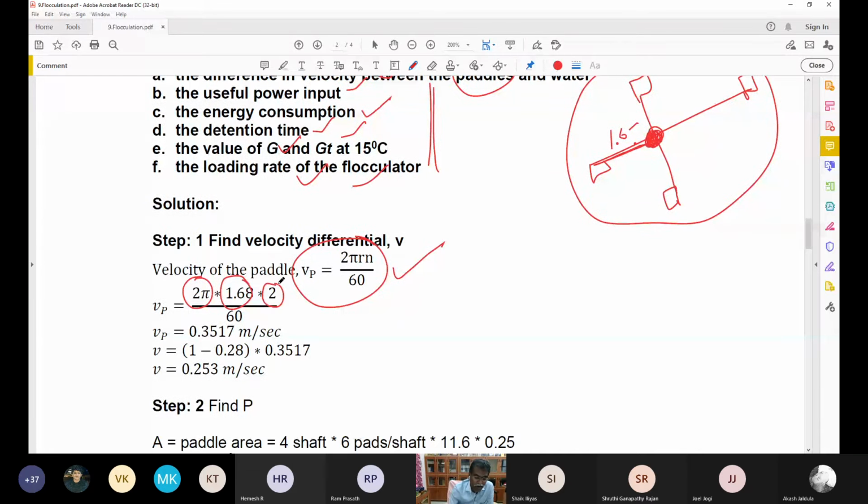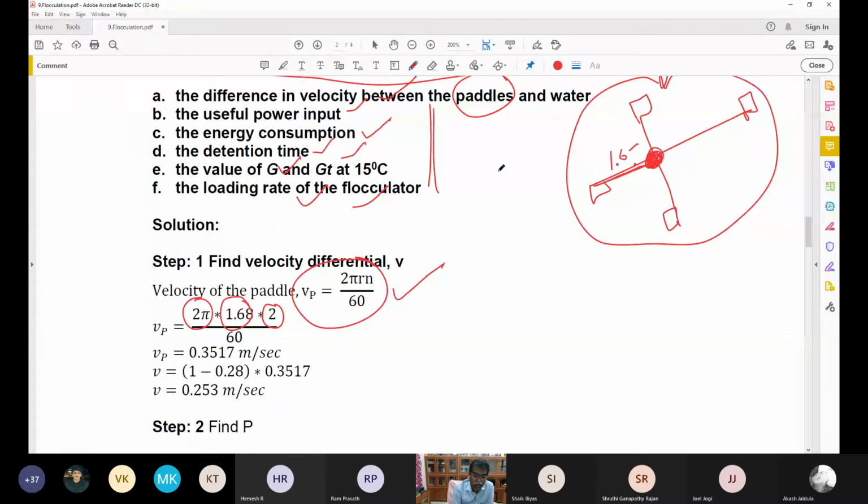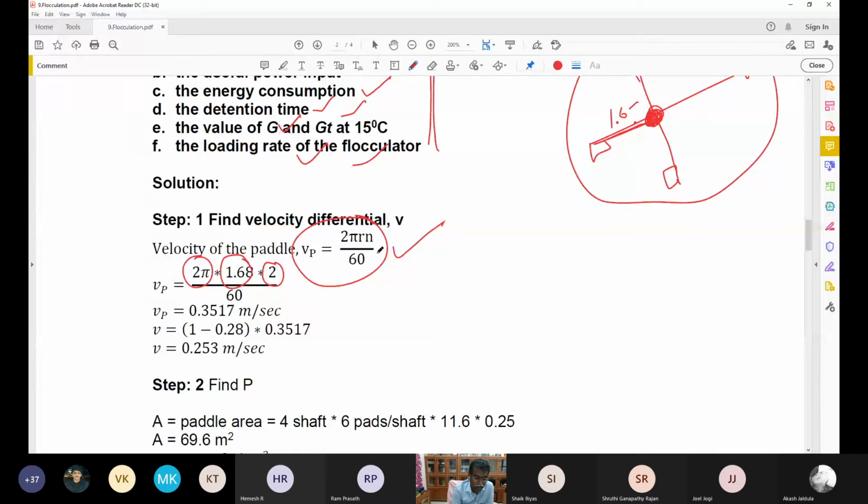Now the mean velocity of the water is also mentioned, which is 28% of the velocity of the paddle. So you can say the velocity of the water is equal to 1 minus 0.28 into 0.3517. Thereby the velocity of the water you can calculate as 0.253 meter per second. This step is important. Is it fine? Yes, sir. So the velocity of the paddle and the velocity of the water you can calculate. Now you can find out the power.